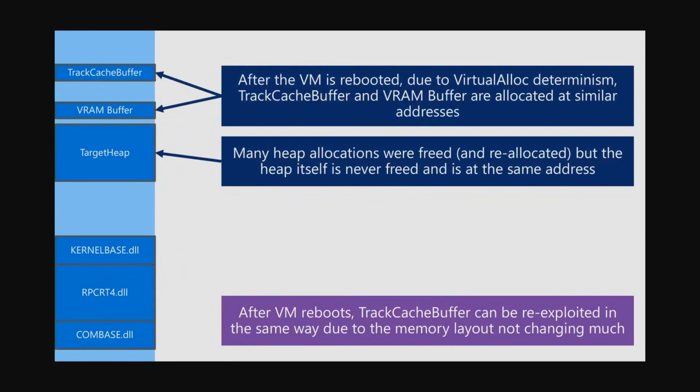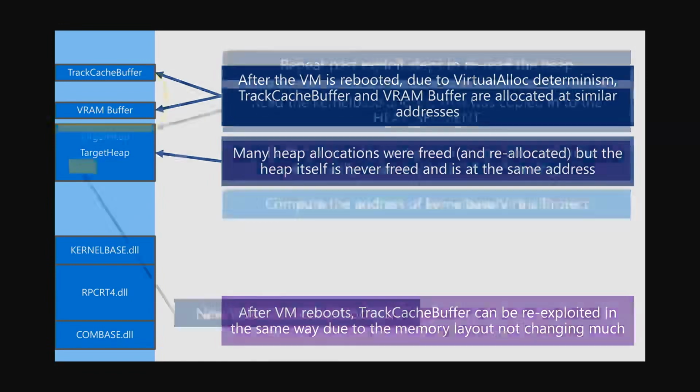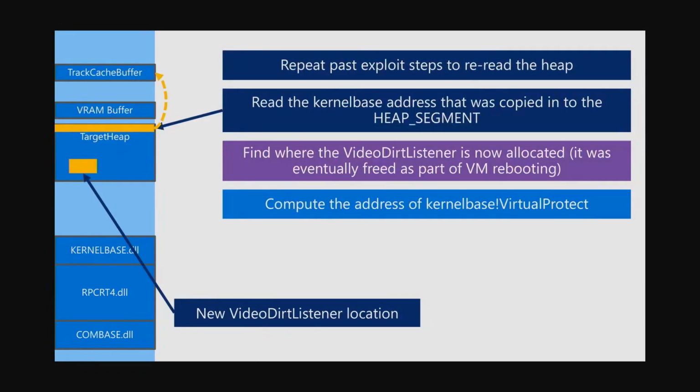And luckily for me, those bottom-up allocations that are made by virtual alloc are very predictable, right? Because we want to have very minimal fragmentation in the address space. And that means that the track cache buffer and the VRAM buffer are usually going to be reallocated in the exact same spot that they were before, which means that I can then trigger the bug again. I can do this out of bounds read, and I can read the target heap, and read that kernel base address out of the heap segment header.